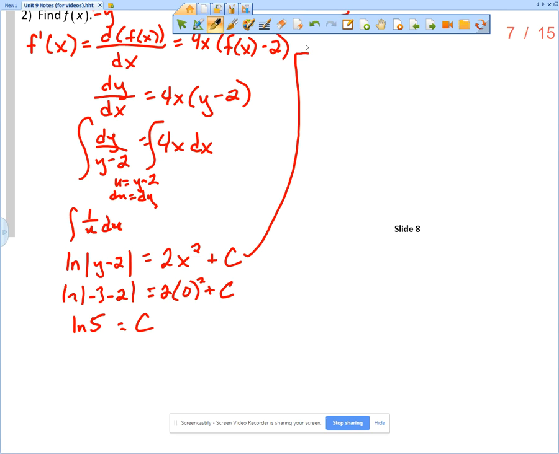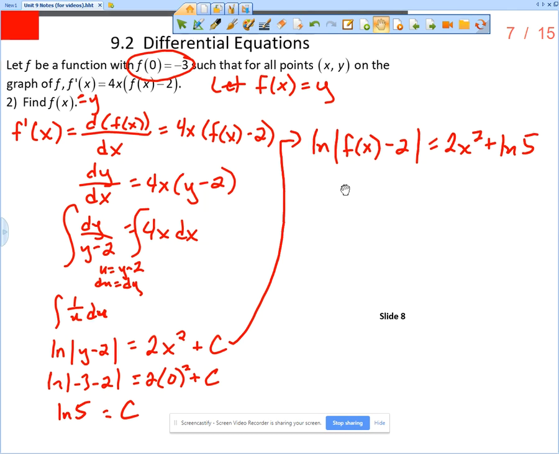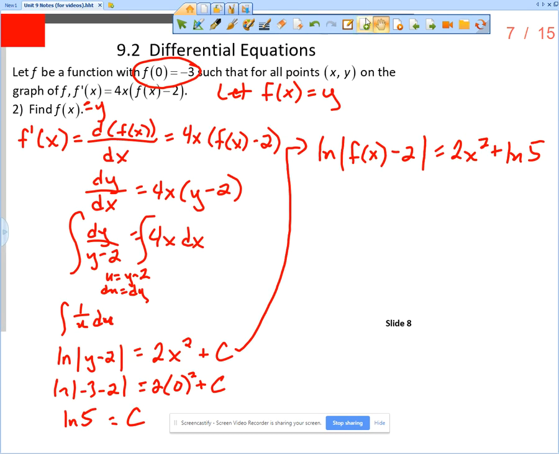Now I'm going to go up here and say, the natural log of y, remember, y was actually f of x, wasn't it? So the natural log of the absolute value of f of x minus 2 equals 2x squared plus the natural log of 5. Now, what did the original problem tell us to do? Remember, the original problem said to find f of x. So I actually have to do the algebra here. I can't just leave this, even though it is a true equation, because it specifically says find f of x, so I have to do the algebra.